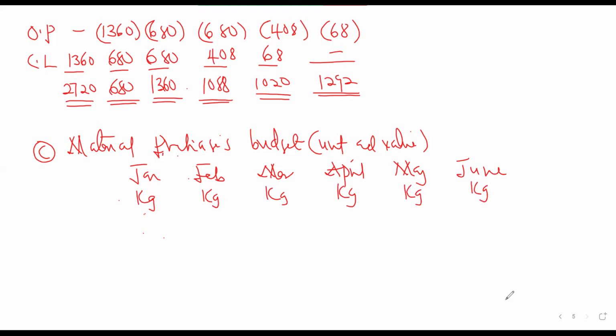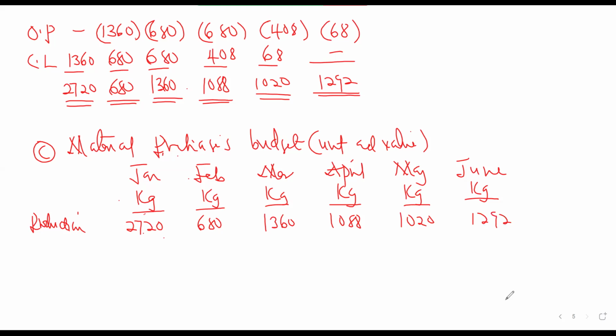Please don't be scared. Look at the question, read to understand. Even if you don't understand, make an attempt. It's very important. What is our production requirement? What is our production for the first month? 2720. We are producing 2720, 680, 680, 1088, 1030, and 1290. Is that correct? Yes.